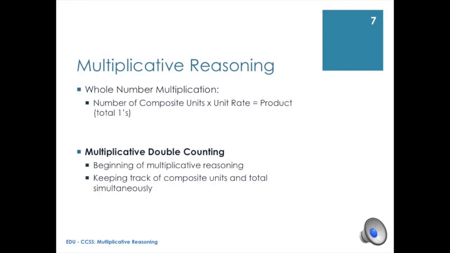And together, when we multiply those, we find a product, or the total number of single objects. So just a quick example, if we had 6 packs of soda and we had 4 of them, that means that 4 is the number of composite units. Each of those composite units has 6 that compose them, and together 4 times 6 would tell us how many single cans of soda we have.